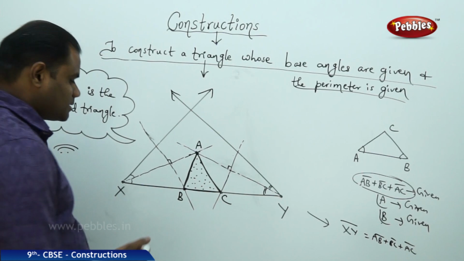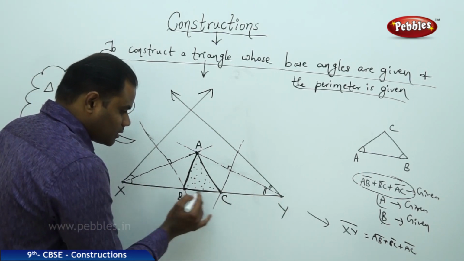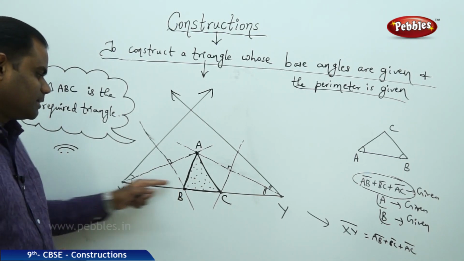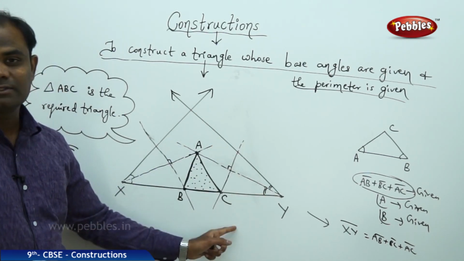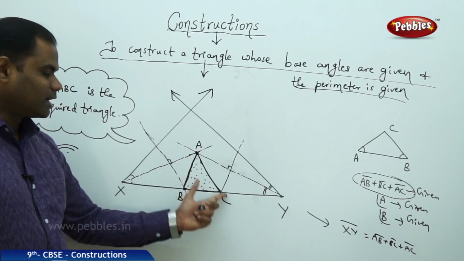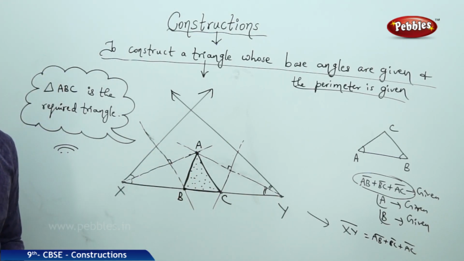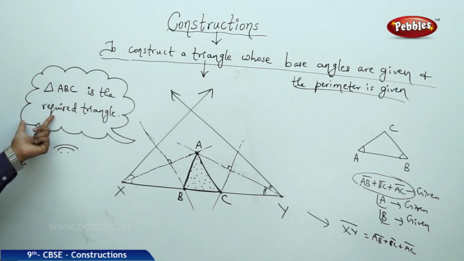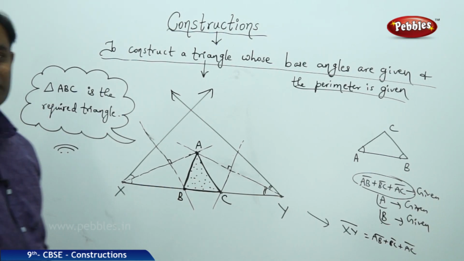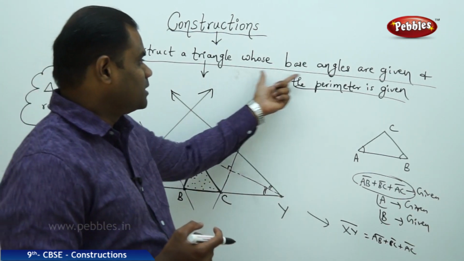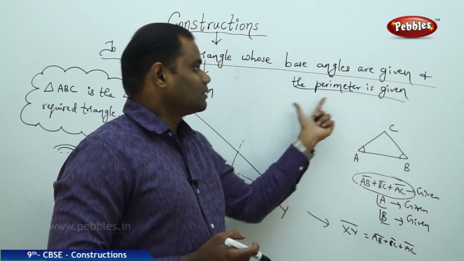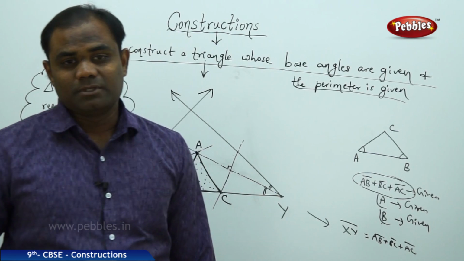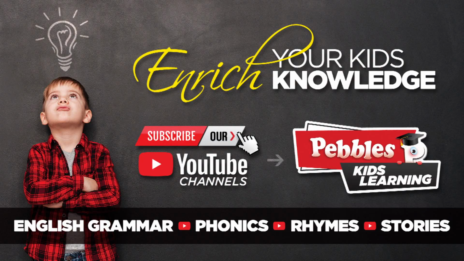Clearly the two perpendicular bisectors meet the baseline XY at B and C. The points of intersection of the perpendicular bisector and the baseline XY are B and C. Join AB and AC, which forms a triangle as represented by the dotted region. So in this case, triangle ABC is the required triangle, which can be constructed only if the base angles are given and the perimeter is given. Constructing a triangle ABC with the rules.